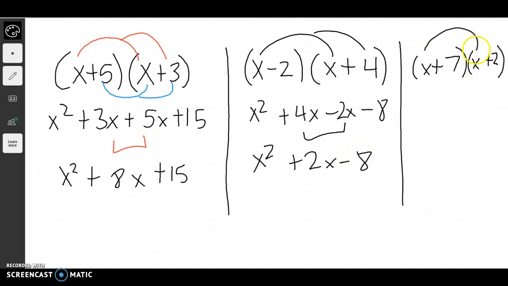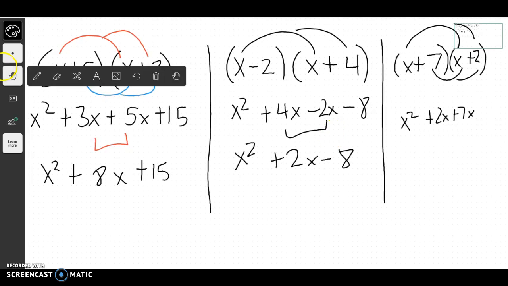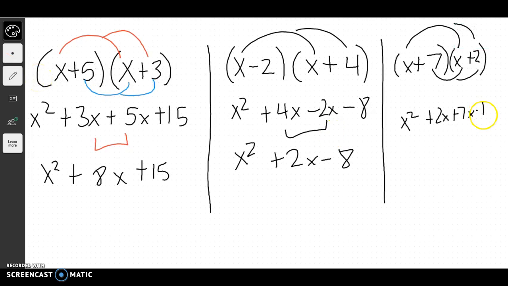Same thing over here. We're going to distribute this over, and I would get x squared plus 2x plus 7x plus 14. I would get x squared plus 9x plus 14.